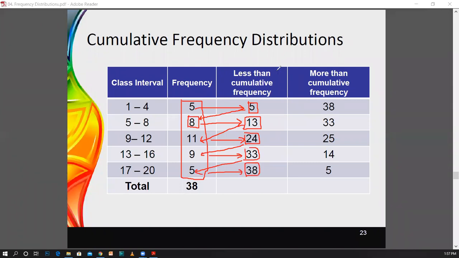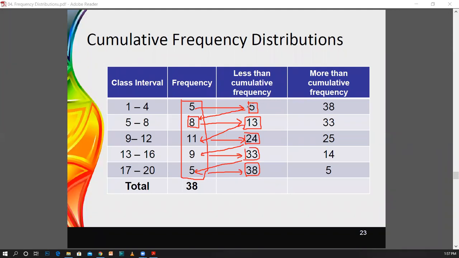And you can see that once you obtain the less than cumulative frequency values, the value which you can see in the last row should be equal to the total value in the data set. This is how we are obtaining this less than cumulative frequency.